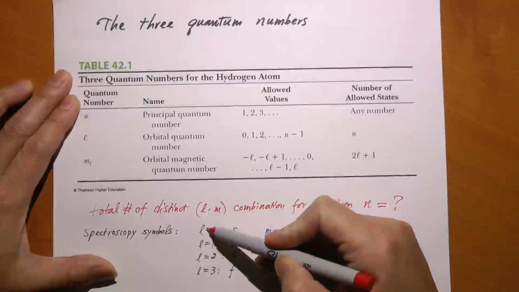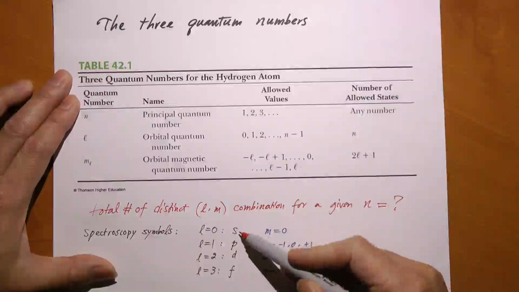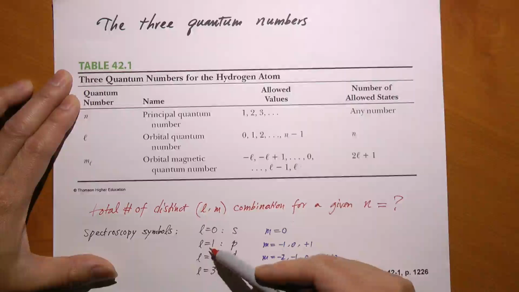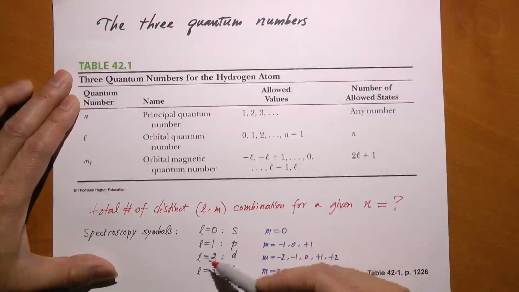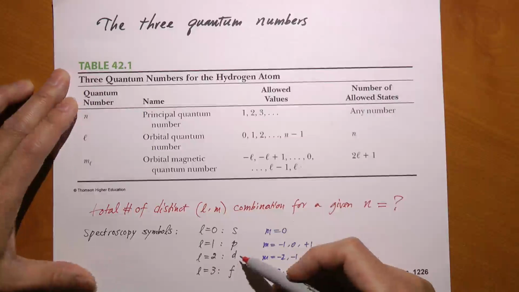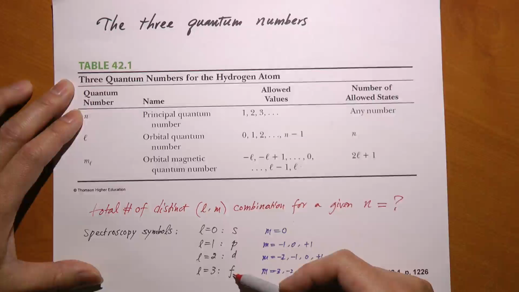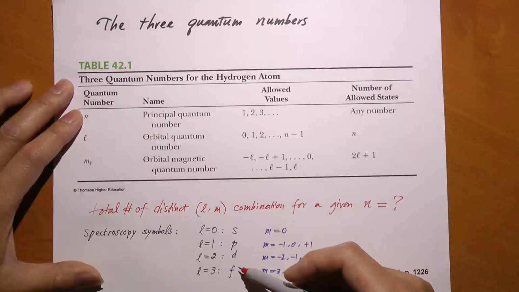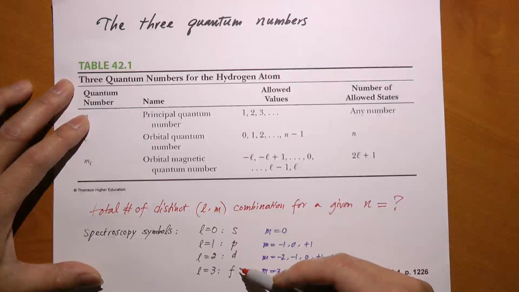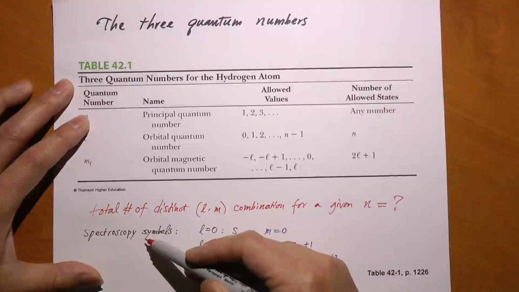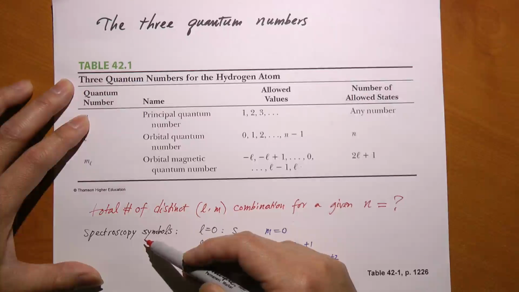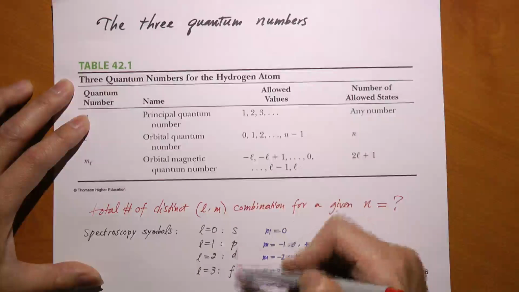Now, for L equal to 0, we call it the s state. L equal to 1, we call it the p state. L equal to 2, we call it the d state, and L equal to 3, we call it the f state. Usually that's enough. These symbols, s, p, d, f, many of you are familiar with them from chemistry. These are symbols we use in spectroscopy when we study the light coming out of these atoms.